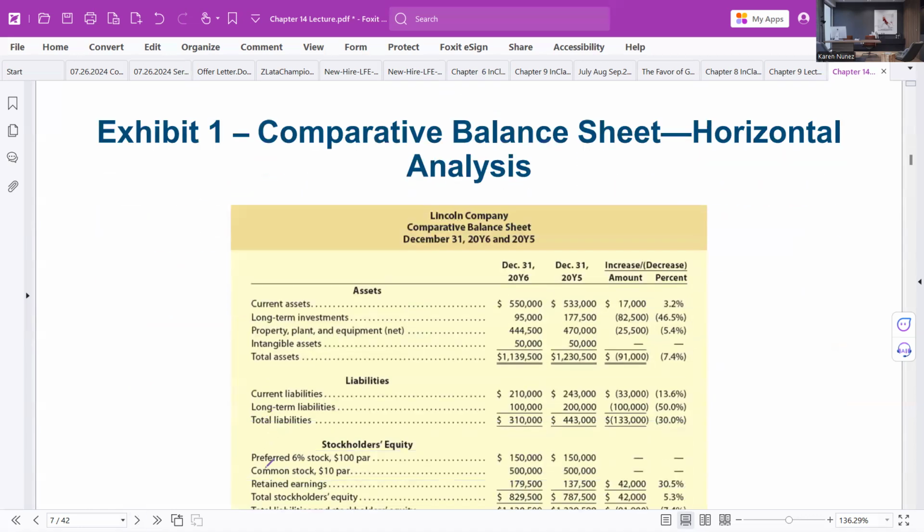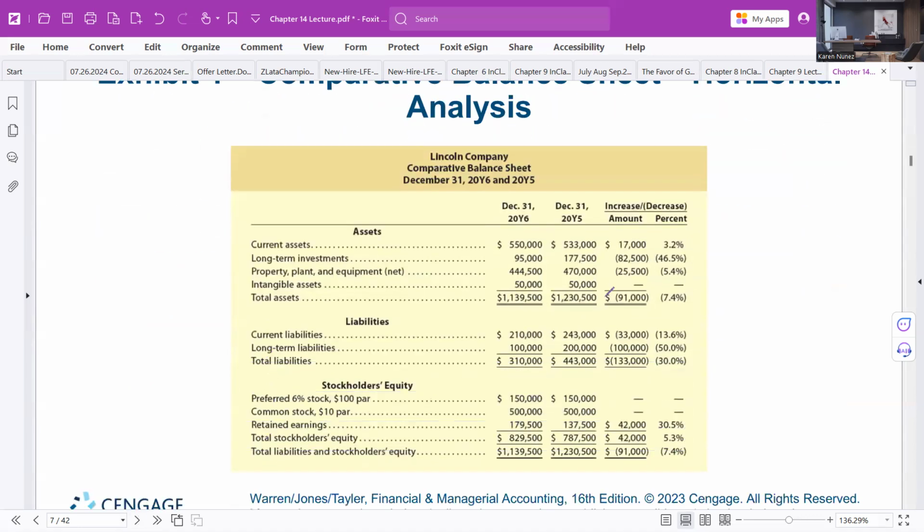So this is an example of horizontal analysis. Again, it's called horizontal analysis because we're measuring increases and decreases across time. In this case, we're looking at two time periods, year 5 and year 6. We are looking at the amount of increase or decrease and the percent of increase or decrease over time.